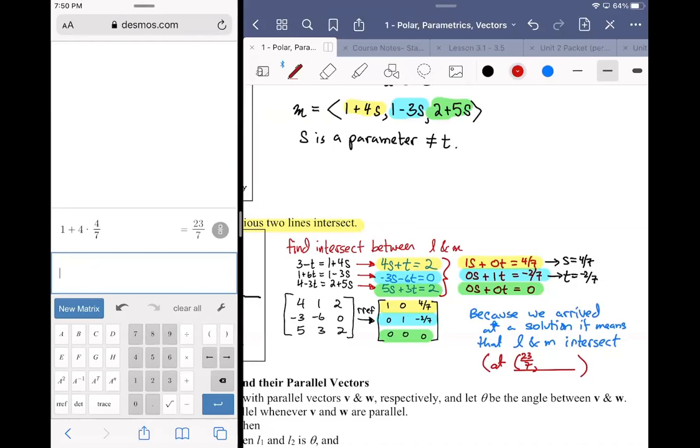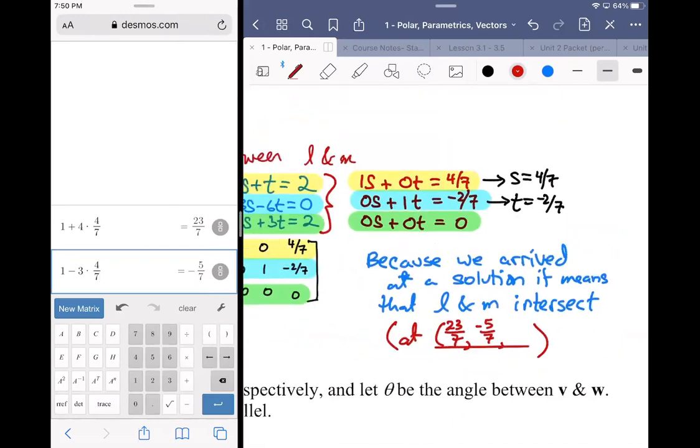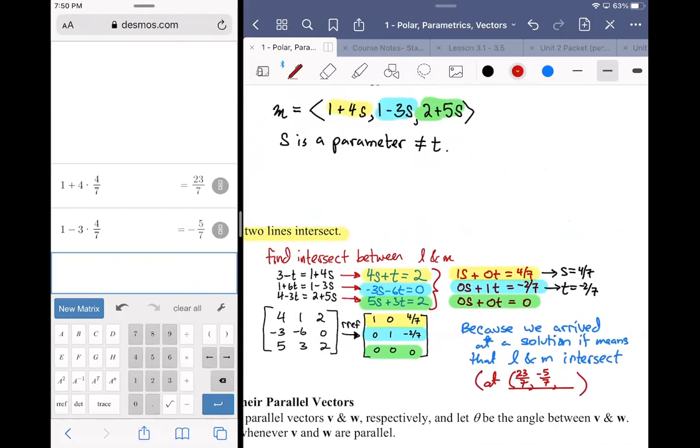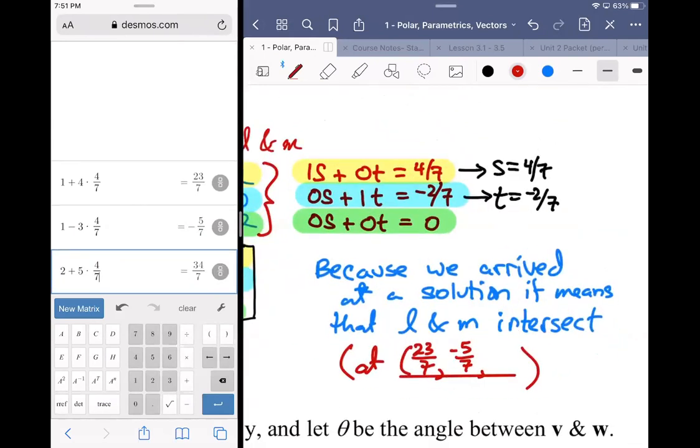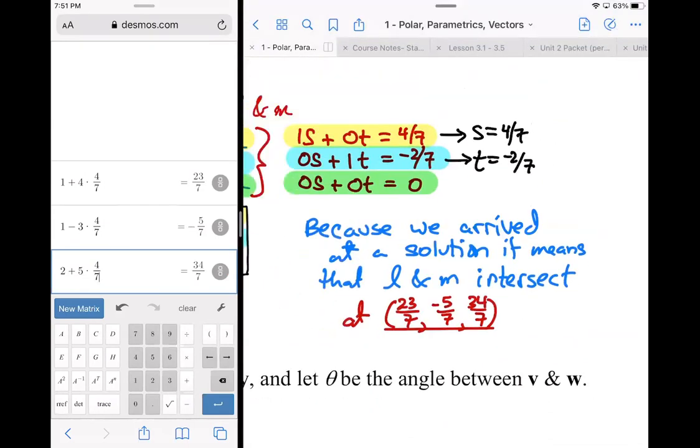Then 1 minus 3 times 4 sevenths. Again, decimal, but that amounts to negative 5 sevenths. And then the last one, 2 plus 5s. So 2 plus 5 times 4 sevenths, 34 sevenths. All right, so I guess I can get rid of these parentheses. So that's where the intersection would be at those coordinates.